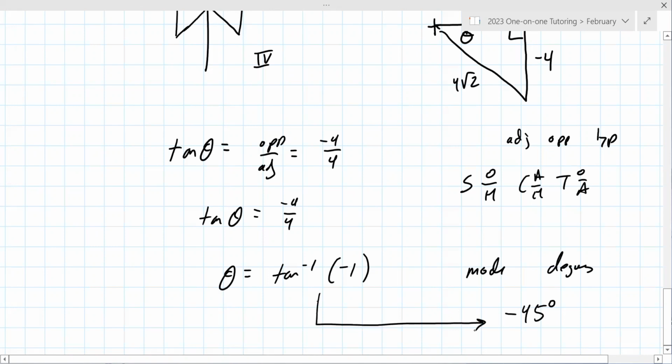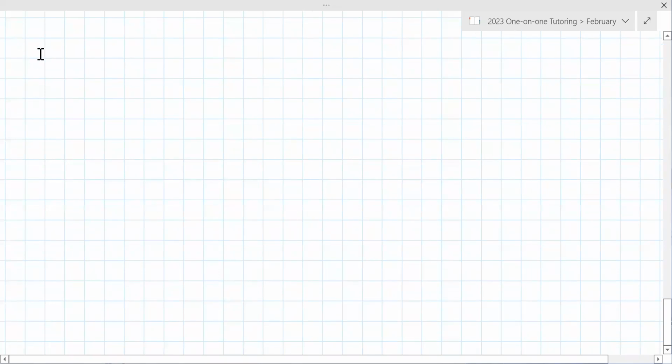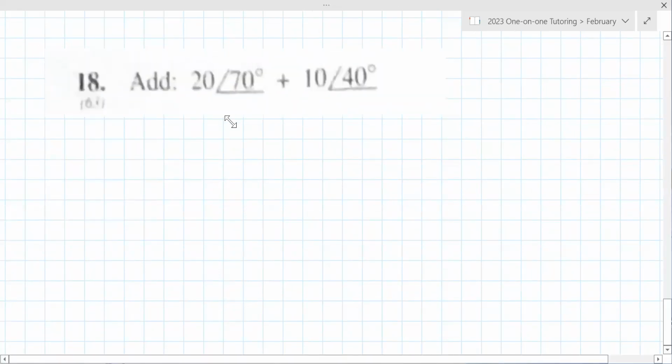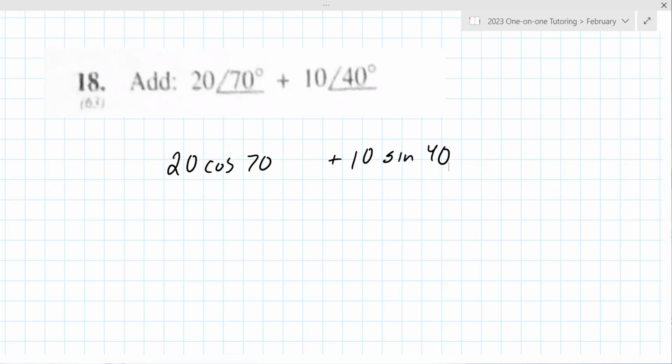If you want us to do 18, I'm going to need a quick refresher on what they mean in that symbol. If I understand correctly, it's supposed to be kind of like the opposite of 19. So it's 20 at 70 degrees plus 10 at 40 degrees. Is it like 20 cosine 70, plus 10 sine 40, or is it cosine 40? It's sort of the same thing that we did in the last problem, but in reverse.